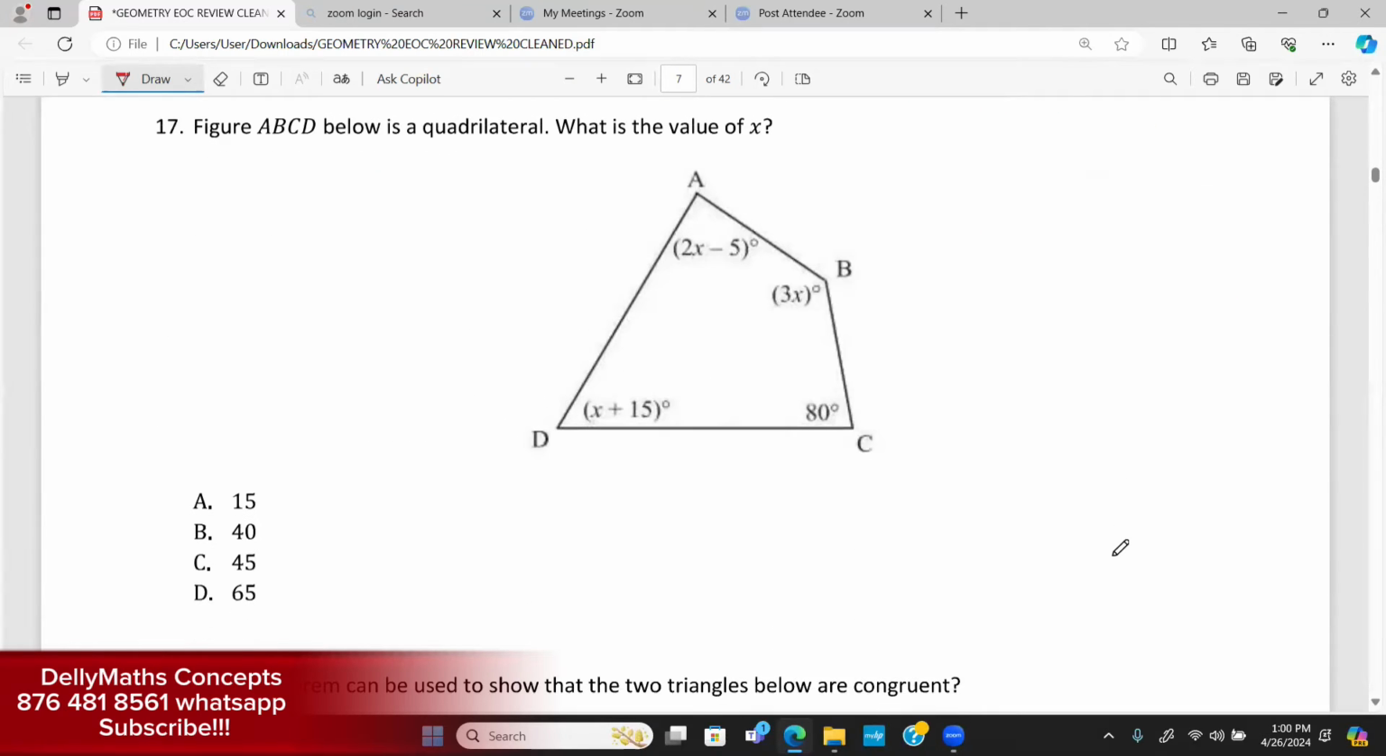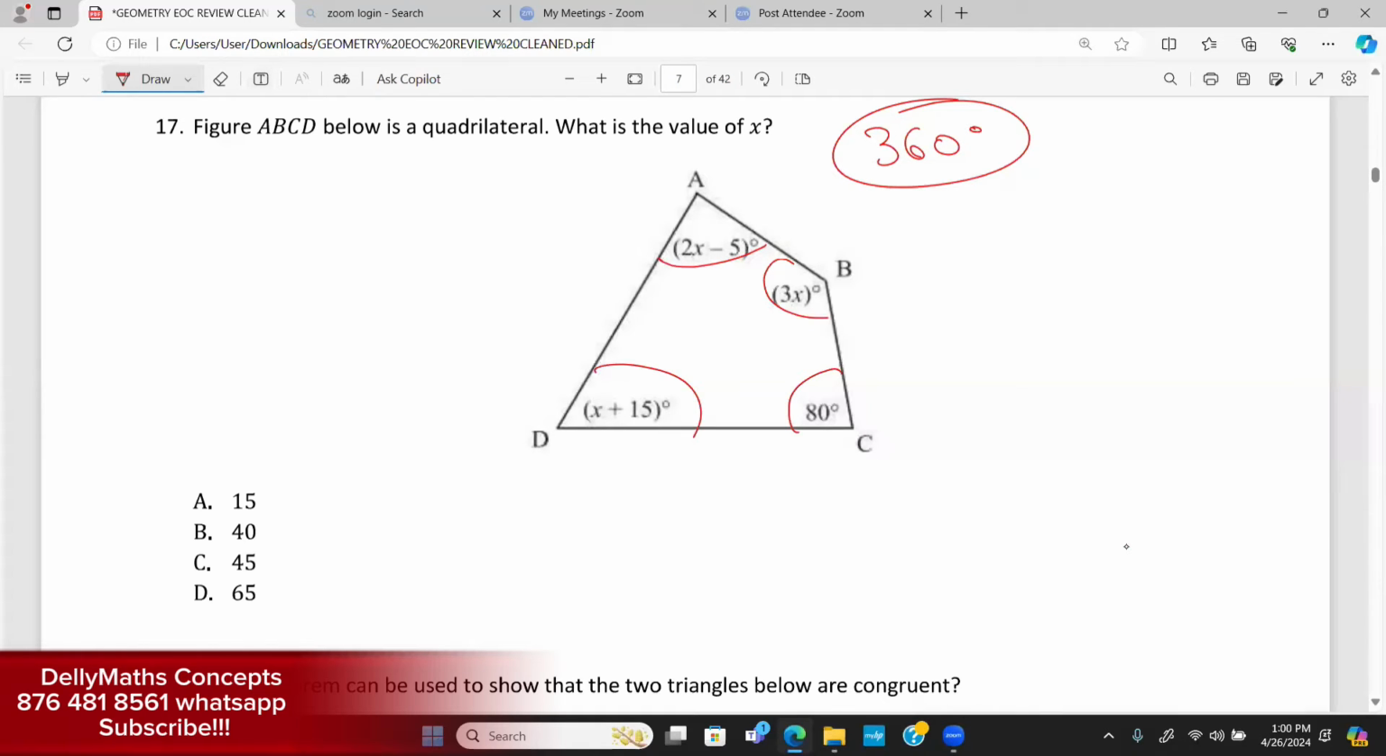All right, figure ABC below is a quadrilateral. What is the value of x? In order to find the value of x, you need to know the total interior angle of this. Ordinarily, if you remember, because this is a four-sided figure, a four-sided figure would have a total of 360 degrees on the inside. That means this angle plus this angle plus this angle plus this angle would give a total of 360, and we can use that to solve the problem, right?